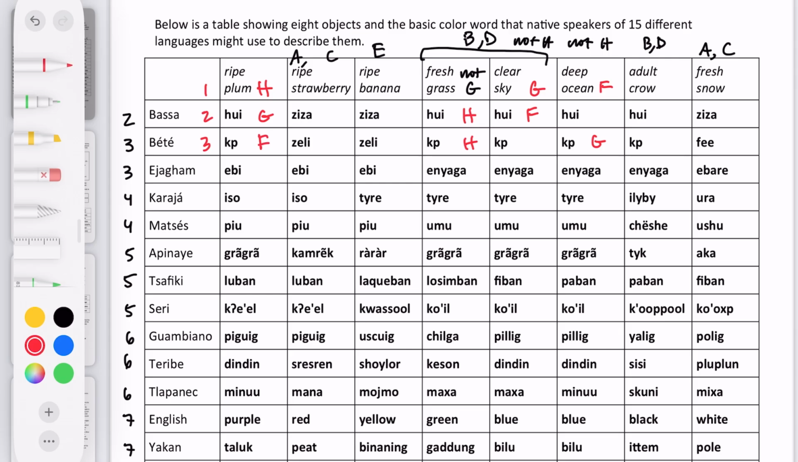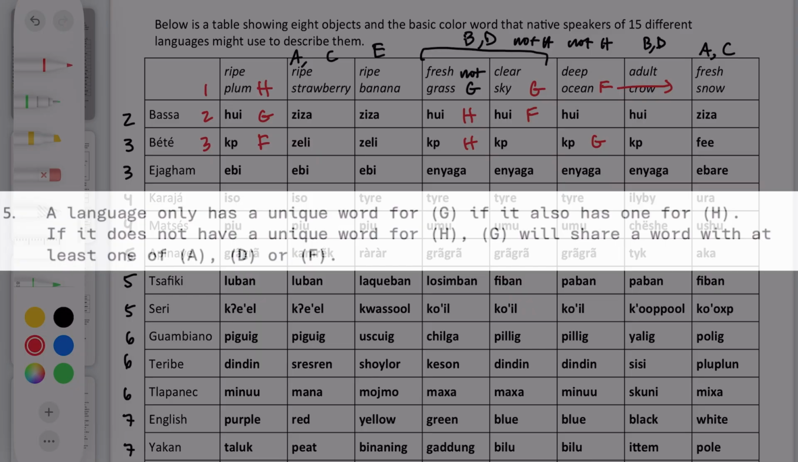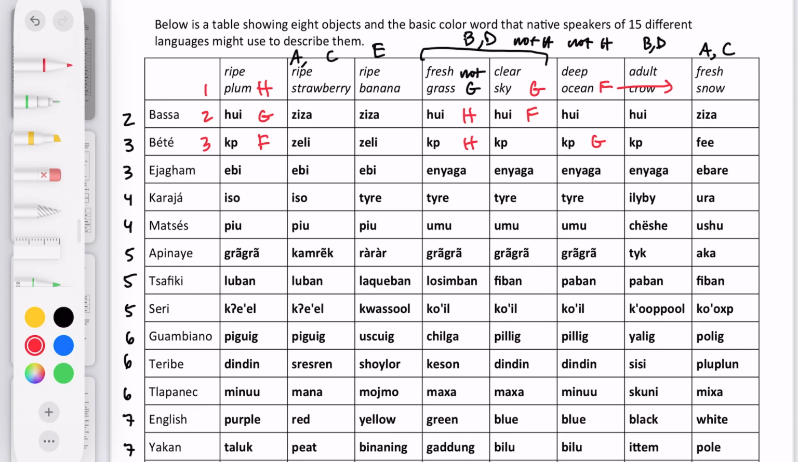For testing scenario 1, what we want to be thinking about is whether G is sharing a word with at least one of A, D, or F, as that last part of the 5th rule. If we're checking hui, we see that it's matching with hui over here, so that's an F. KP is also matching with F, and Yaga with F.